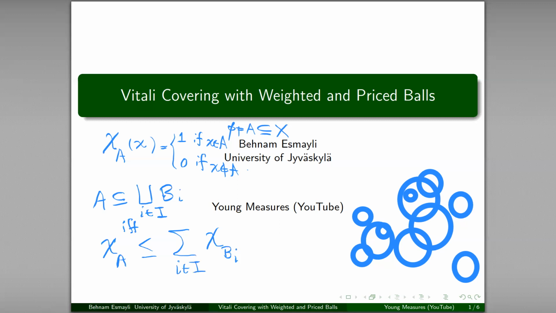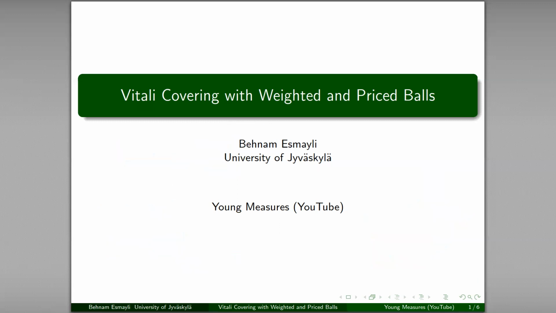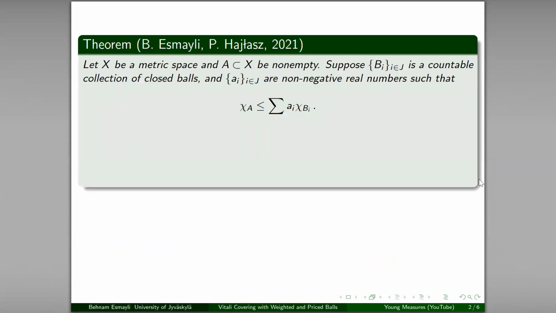Of course, the right-hand side could be infinity if too many balls cover the same value x. The reason I introduced this notation is apparent because that appears right in the statement of the theorem of interest. You are in a metric space, you have a non-empty set A, and there is a countable collection of closed balls that cover the set A, but the caveat being that it's only a weighted covering.